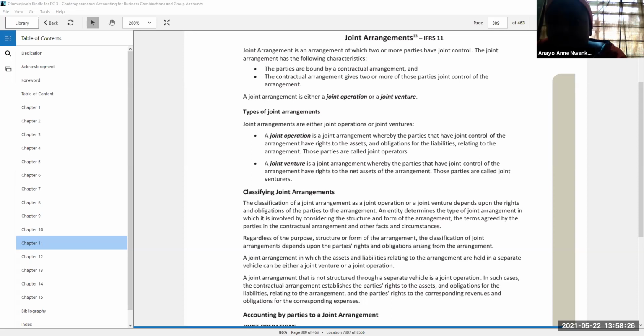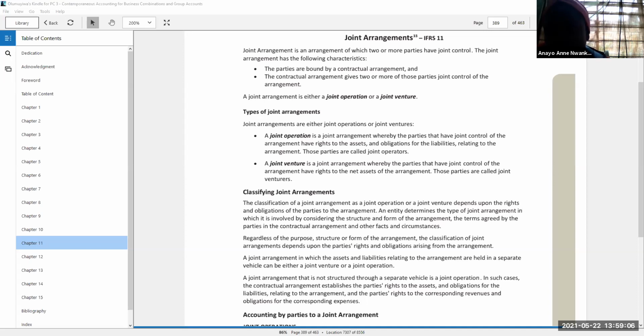First, a joint operation is a joint arrangement whereby the parties that have joint control of the arrangement have rights to the assets and obligations for the liabilities relating to the arrangement. Those parties are called joint operators. Second, a joint venture is a joint arrangement whereby the parties that have joint control of the arrangement have rights to the net assets of the arrangement. Those parties are called joint venturers.